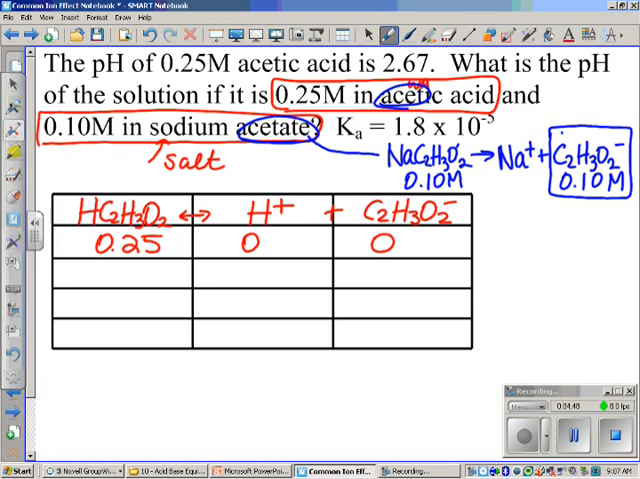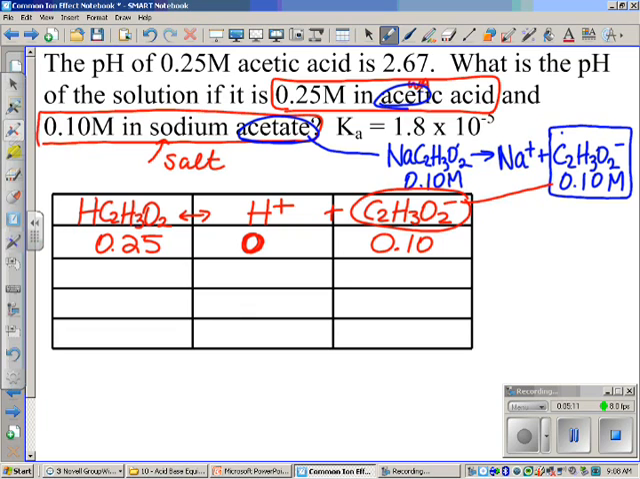We do have 0 in the H+, so this 0 is right. But this ion right here has a starting value this time. Instead of being none, we've put the salt in, and the salt has given it an initial concentration of 0.1. So we do not have a second zero over there. So that is where these problems are different.